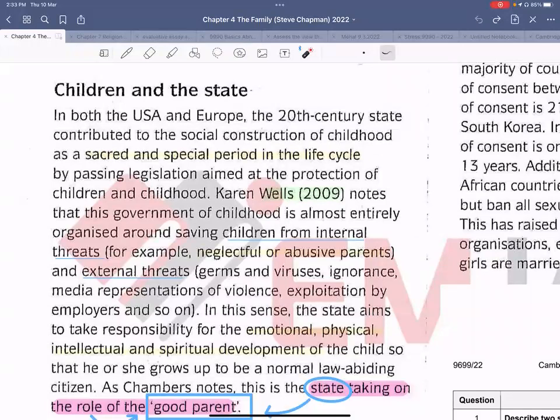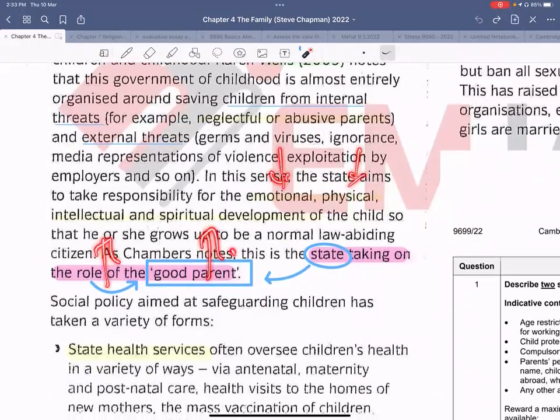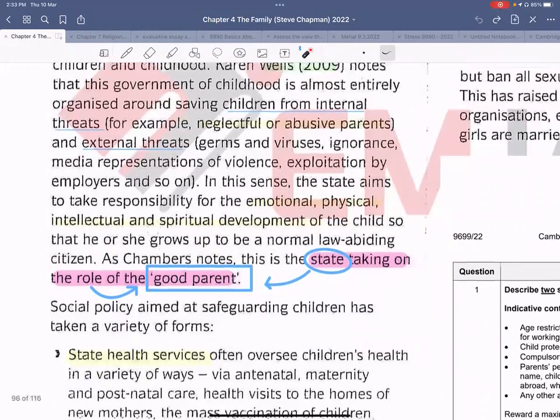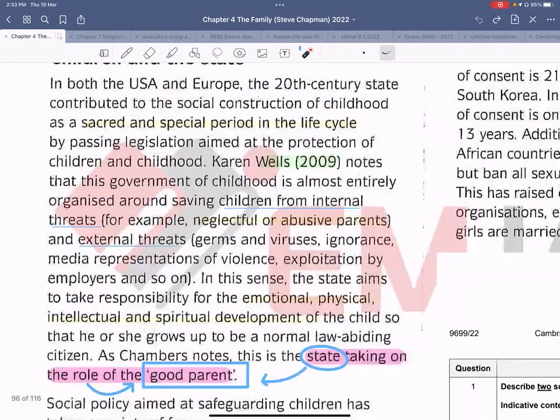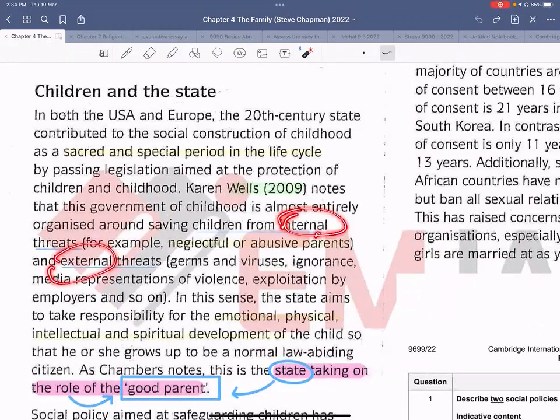Now, likewise, in this sense, the state aims to take responsibility for the emotional, physical, intellectual, and spiritual development of the child, so that he or she grows up to be a normal law-abiding citizen. As Chambers notes, this is the state taking on the role of a good parent. If the state is catering to all of these needs, the internal threats, the external threats, according to Chambers, it wouldn't be wrong if we refer to the state as playing the role of a good parent today. Do we get this?